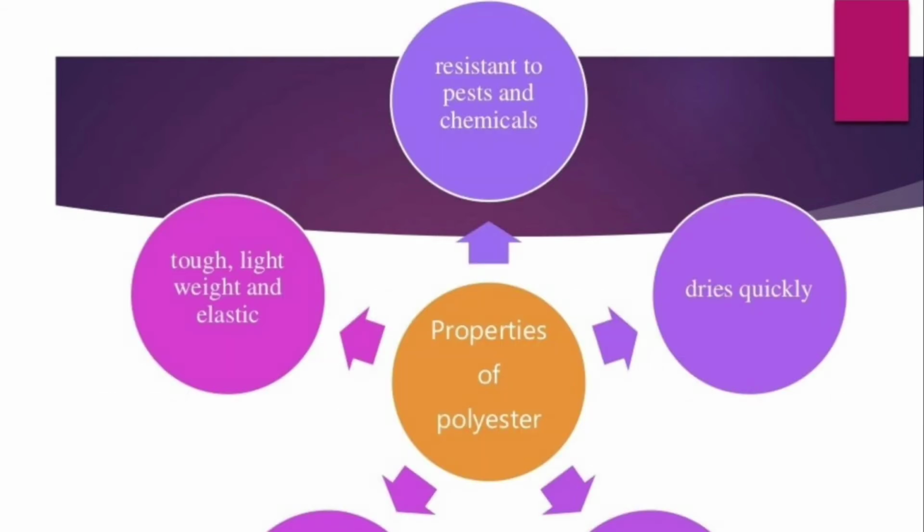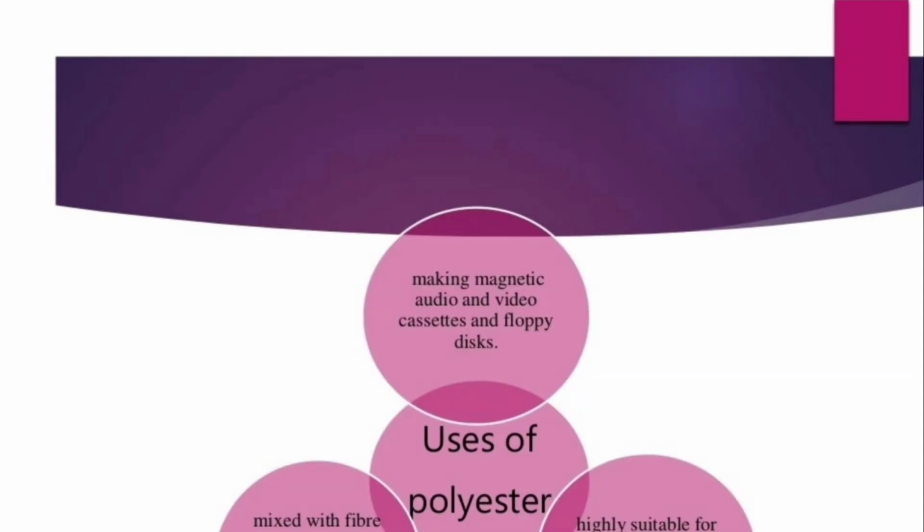Then what are the properties of polyester? It dries quickly, it is resistant to pests and chemicals, it is purely synthetic. So if something happens to the dress, it will not be affected easily. Then tough, lightweight and elastic. Okay. Then what are the other uses of polyester? The most important use of polyester, like terylene, is making fabrics for saris, dress materials. That means it is also used for dress materials like saris, curtains, etc.